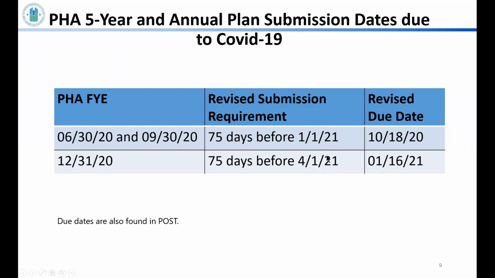So if you see here, the revised date, it's 75 days. You're supposed to submit your plan 75 days before the end of your fiscal year date. Now the PHA plans with the December 31st, 2020 fiscal year end date must submit their 5-year plan and annual plans no later than January 16, 2021. So these due dates are also found in the post. We get a lot of questions when we get calls to our field office, and they ask, well, I don't know when my plan is due. I'm really confused. The fiscal year end, 75 days.